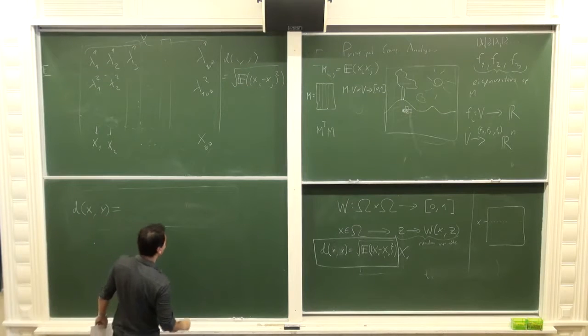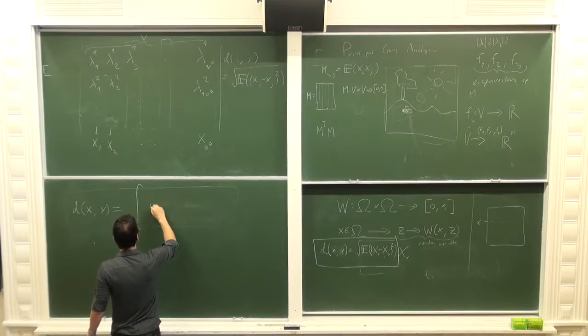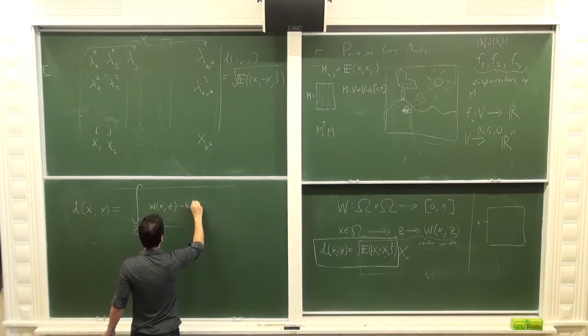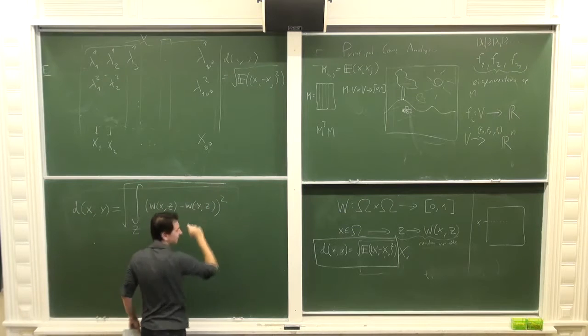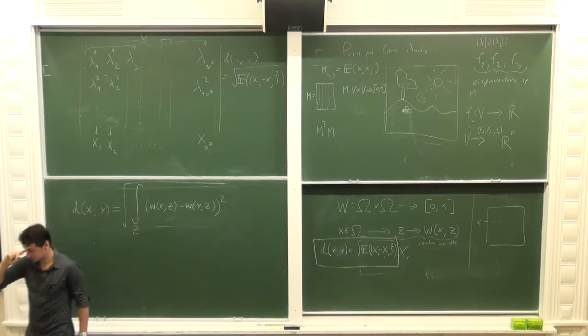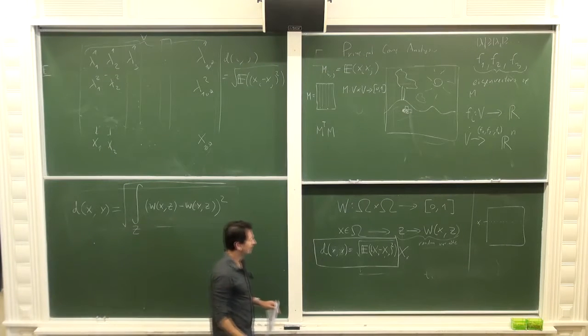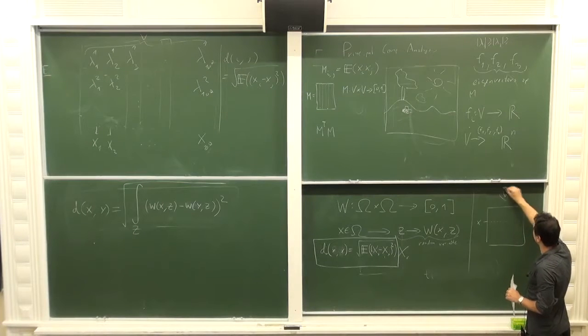So d(x,y) is the integral of (W(x,z) minus W(y,z)) squared, and the square root of this. Now there is a problem with this, if you do it this way. The problem is that this W is only defined up to a zero measure set.